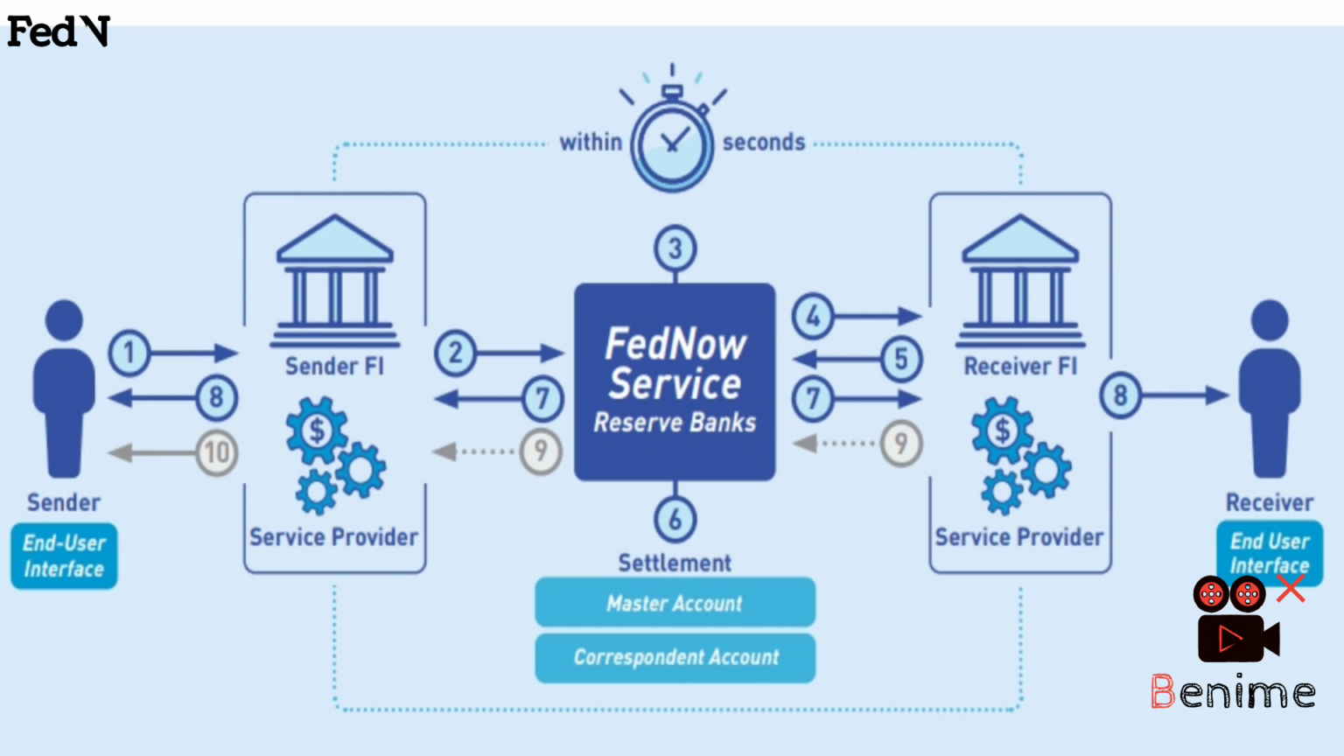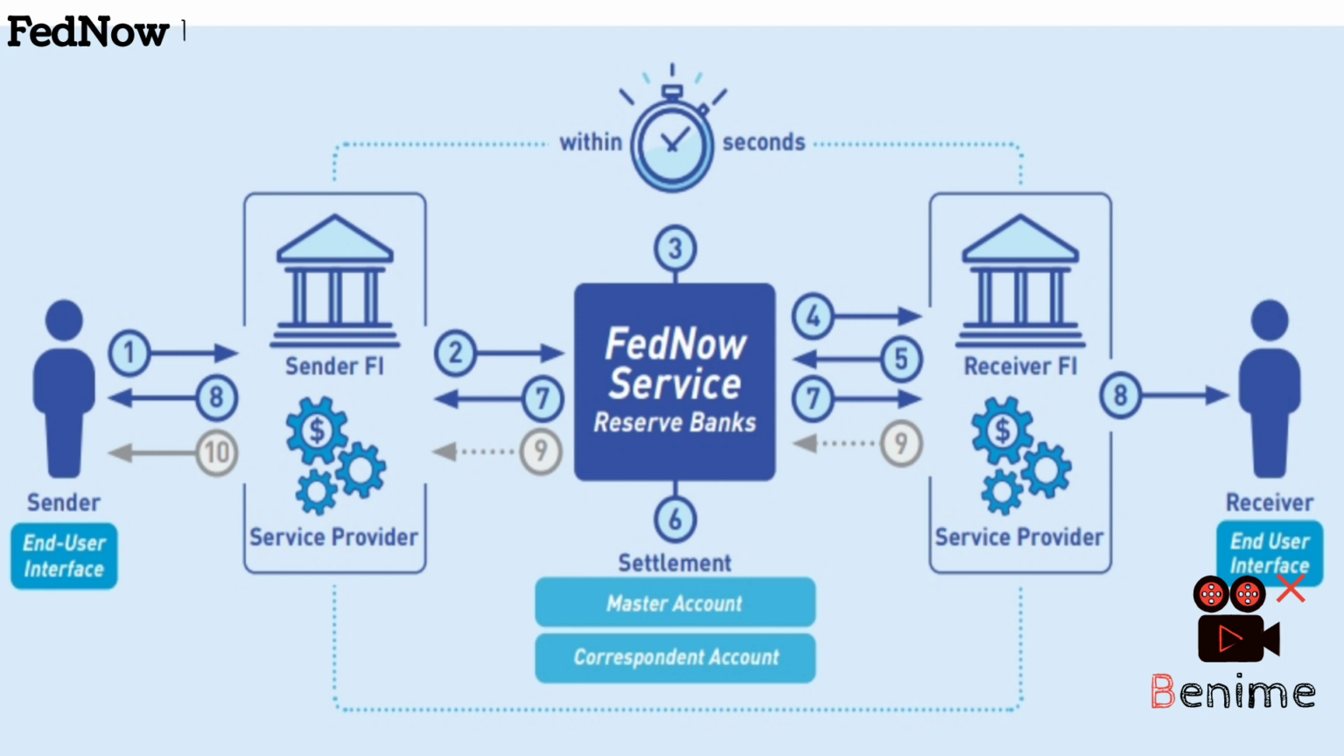So in this pictorial representation which I have shown to you, a sender is trying to make a fund transfer to his friend, who in this case is the receiver. The one who is initiating the transaction is the sender. Now the first step is that the customer initiates a transaction by populating the details of the beneficiary customer.